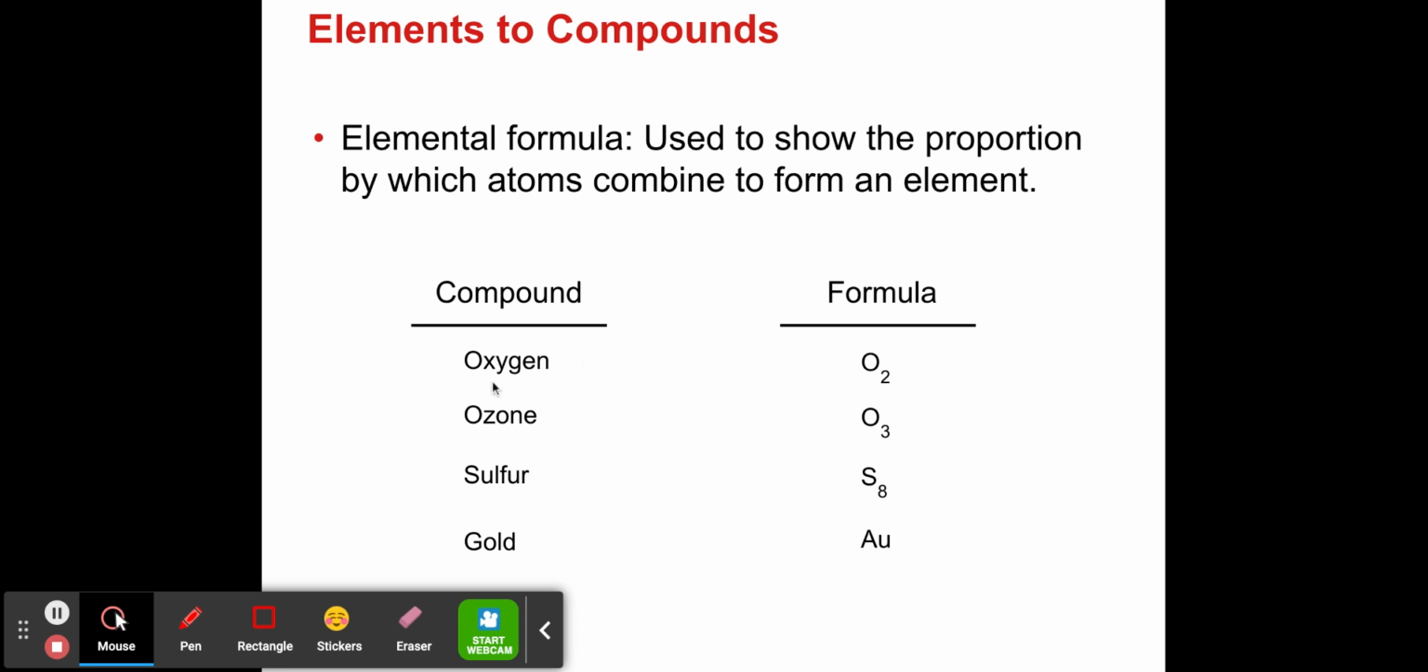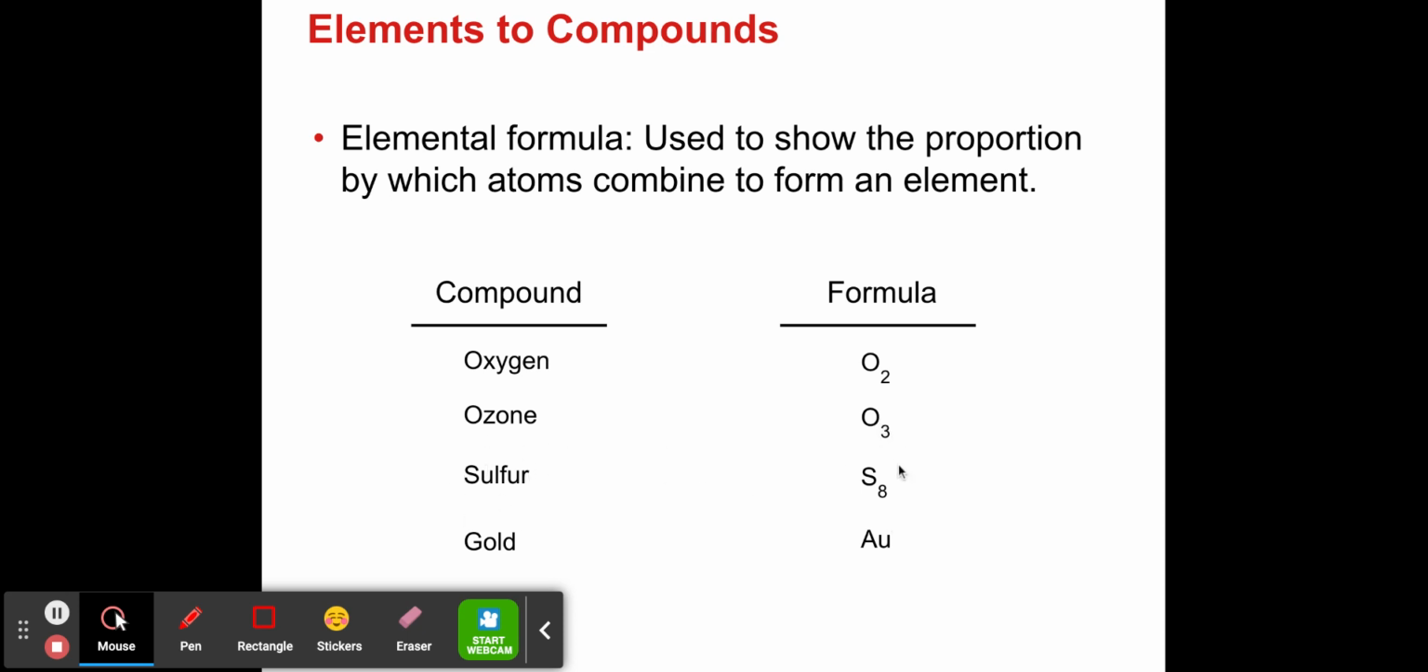So for example, oxygen: the formula is O2 because the element oxygen is always made up of two atoms of oxygen. This number you see down here is called a subscript. The subscript tells you the number of oxygen atoms that actually combine to form the element oxygen. Okay. And so we have ozone. Ozone is made up of three oxygen atoms. That's why you see the formula for ozone is O3.